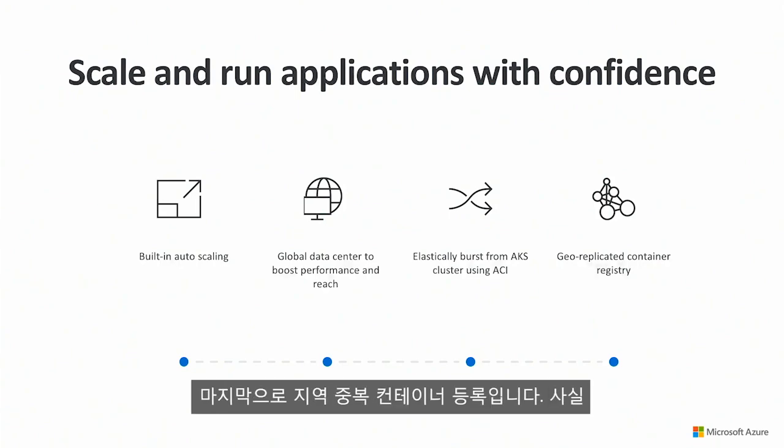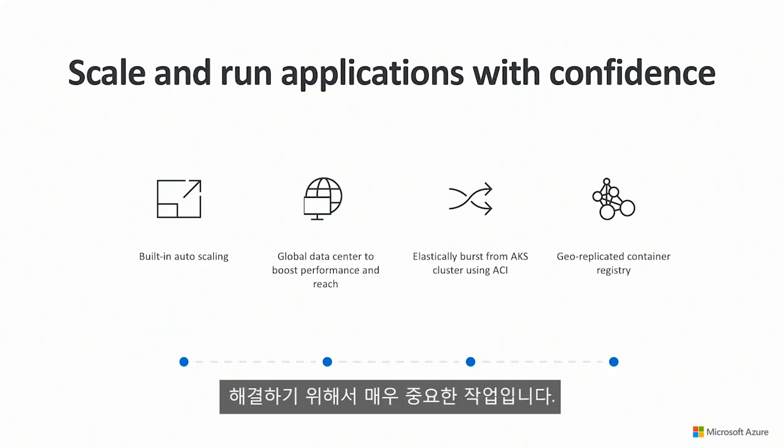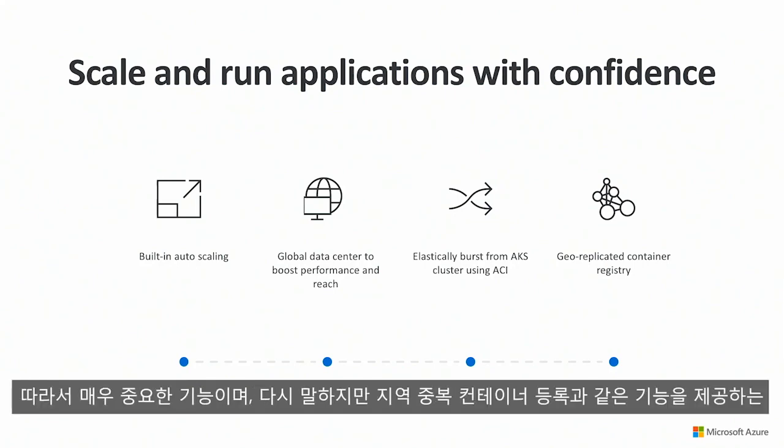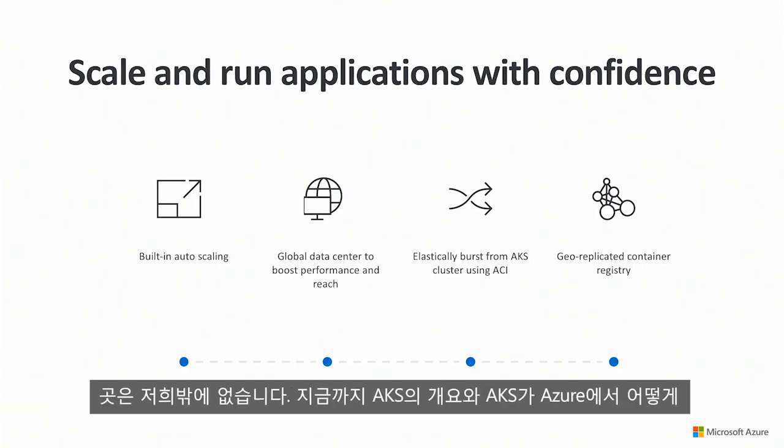And lastly, the geo-replicated container registry. Having your Docker images stored worldwide is critical for making sure that you have fast time to resolution in the event that you suffer an outage in any one region. So, a very, very important feature. And again, we are the only cloud provider who offers anything like a geo-replicated container registry.